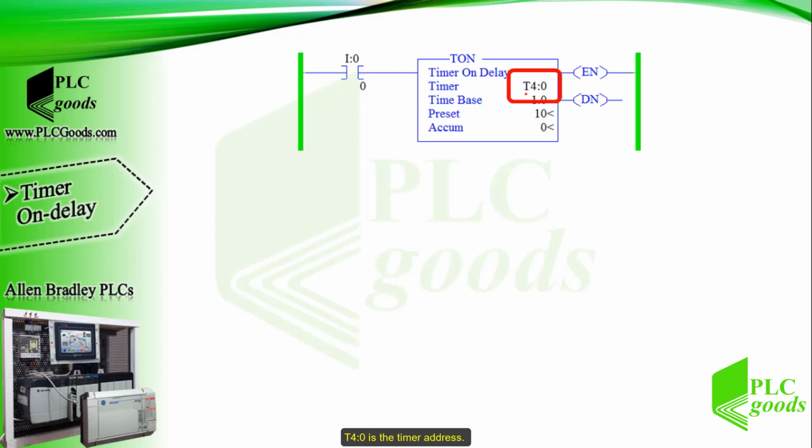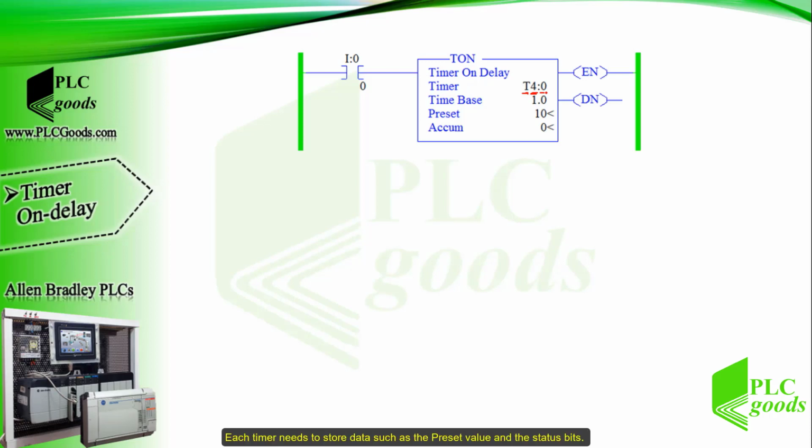T40 is the timer address. In this format, T refers to a timer file. The number 4 identifies the file number. By default, file number 4 is used for timer instructions. The next number is 0, which refers to the first timer inside file number 4. It can be any number from 0 to 255.